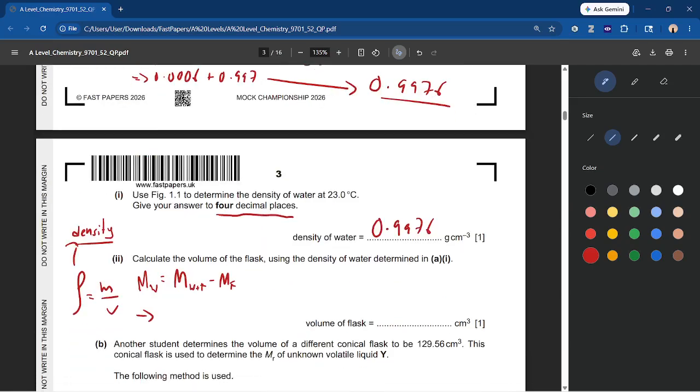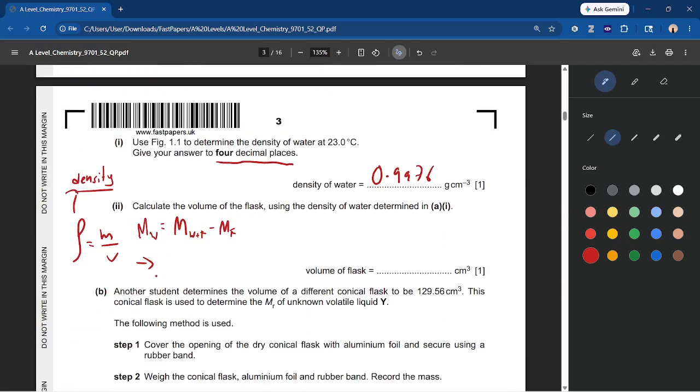So that's going to be mass of water plus flask, 168.364, minus the weight of the flask, which is 38.126. And that's going to give you a value of 130.238 grams.